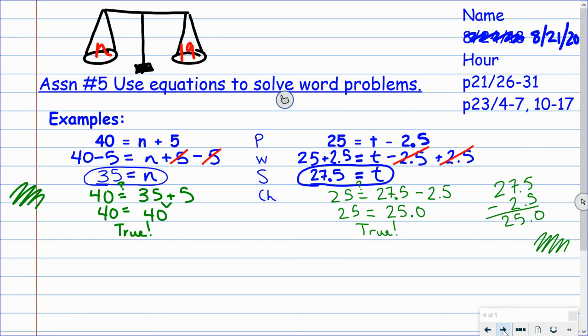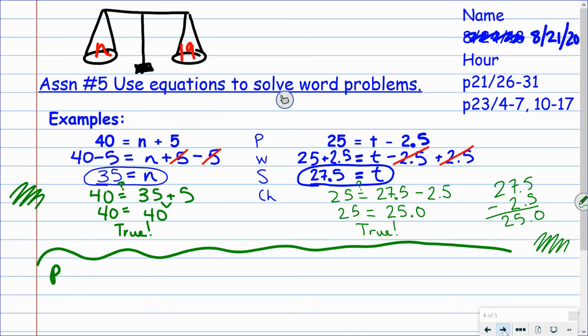All right, folks, that's all I have for you. Go ahead and start up. Some of you draw a nice big line all the way across this. Go ahead and start up page 21. Six problems on that page, and then problem, work, solution, and checking.